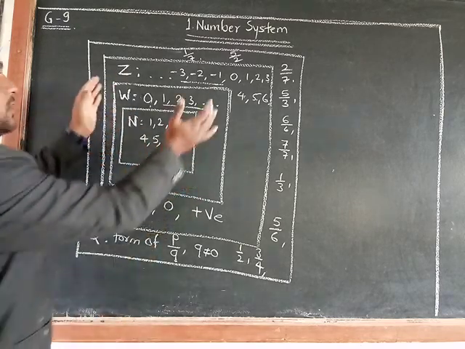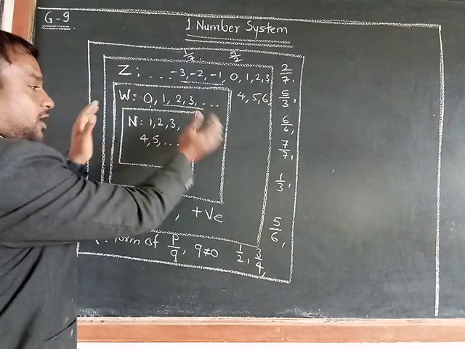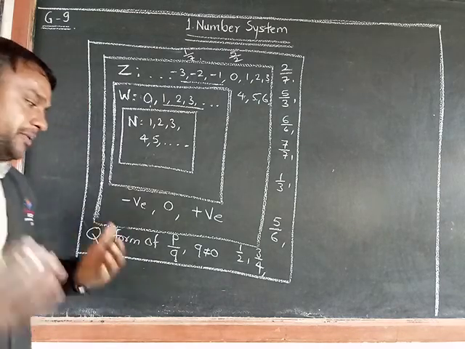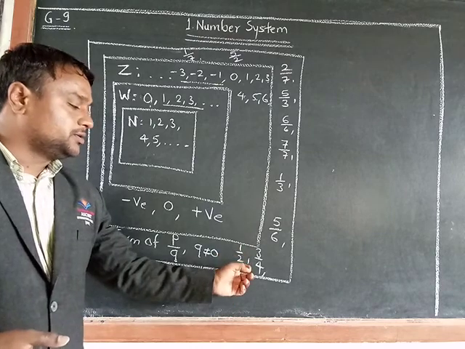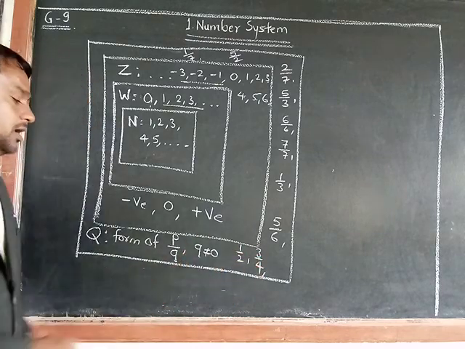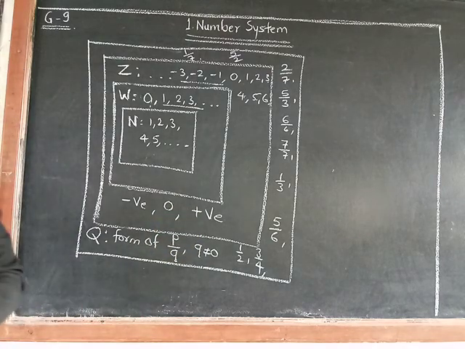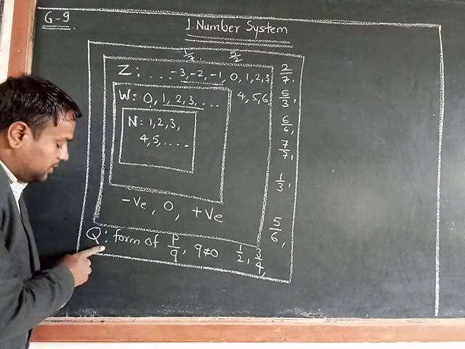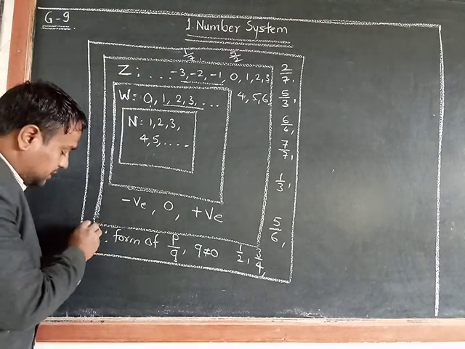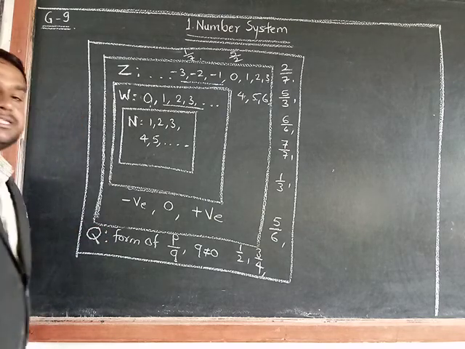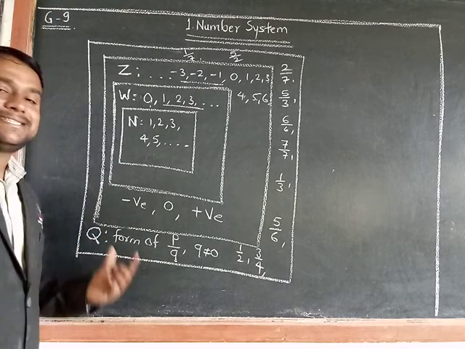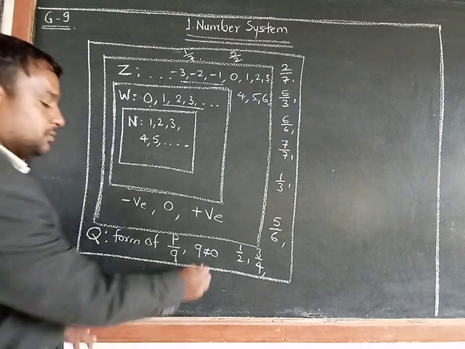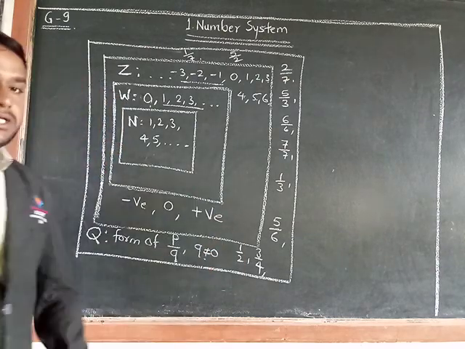But now, integers together with some ratio-type numbers, that is fractions like 1 upon 2, 3 upon 4, which are in the form of p upon q, are called rational numbers, denoted with the symbol Q. Q means quotient. So Q is the set of rational numbers which are in the form of p upon q, where q, the denominator, should never be equal to 0.